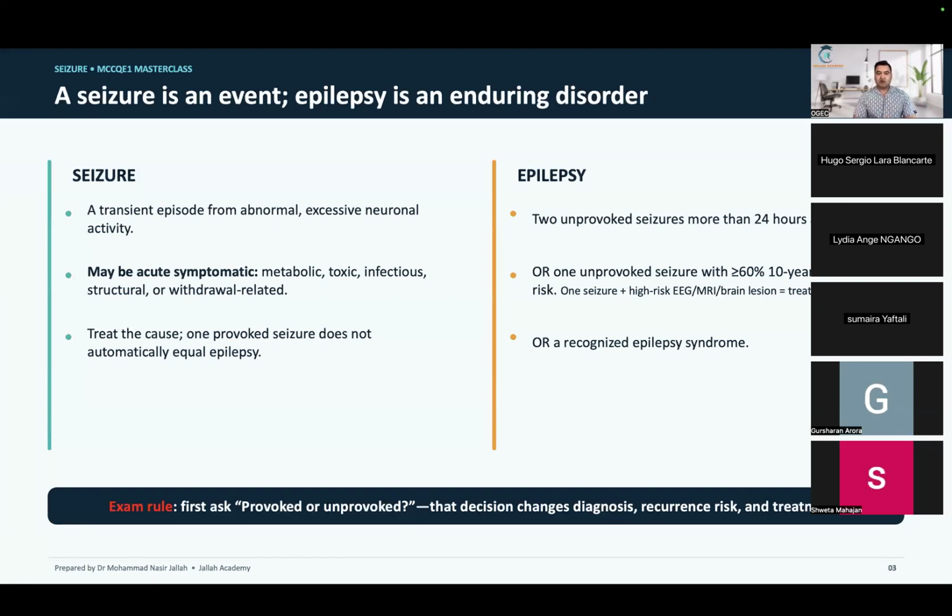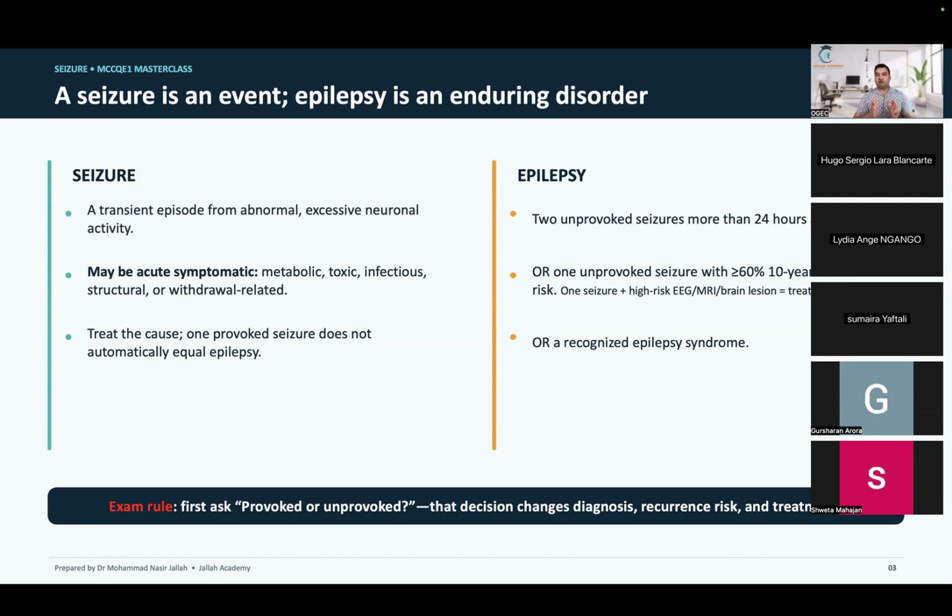Okay, so seizure is an incident. Epilepsy is an enduring disorder. It means if you have 2 unprovoked seizures more than 24 hours apart, this could be epilepsy. 2 unprovoked seizures: a seizure happened, there is no provocation, there's no reason for it, you have no idea what happened, and it happened twice, 24 hours apart. It could be epilepsy.